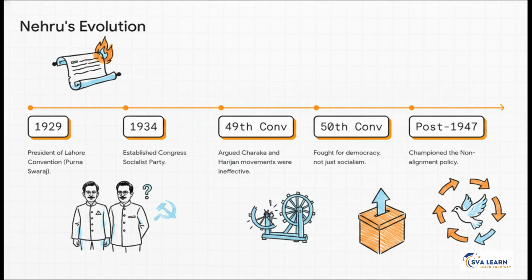But then, notice the shift. By the 50th Convention, he adopts a softer approach, declaring the fight is really for democracy, not just socialism. And finally, post-independence, he architects India's foreign policy by championing the non-alignment policy, which was based on the Panchasheel principles of peace and harmony. It's a total evolution.